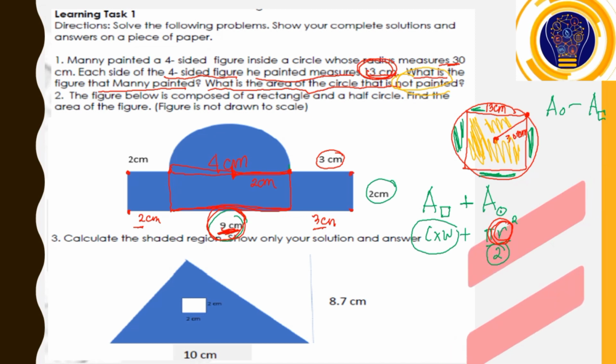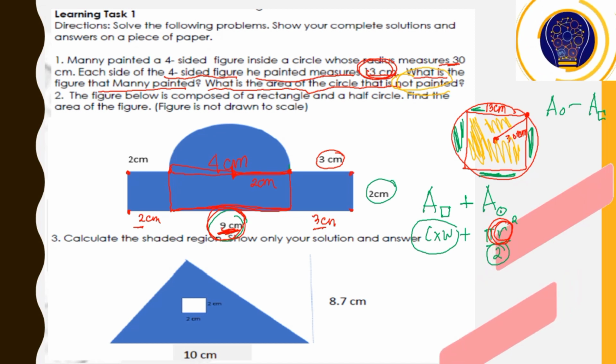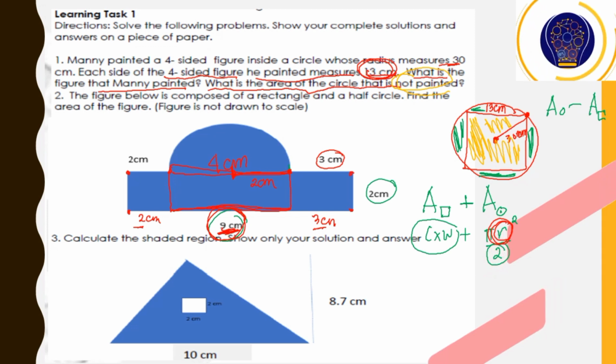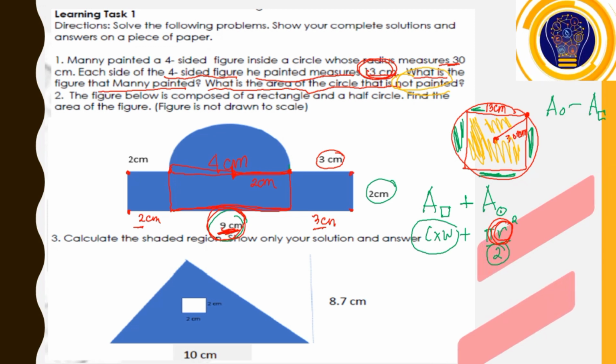What is the area of the circle that is not painted? Sabi, kinulayan niya yung four-sided figure. Kinulayan niya ito, yung loob ng four-sided. Ang tinatanong dito, class, yung area ng circle na hindi kinulayan. So, alin yun? Yung area na yun.